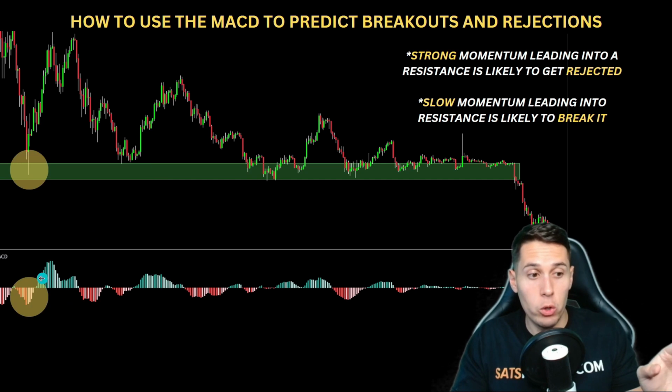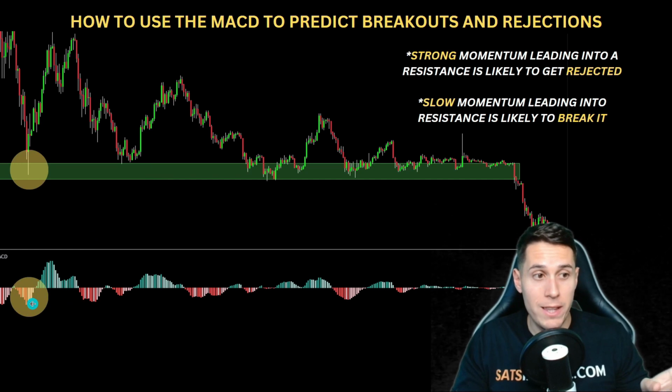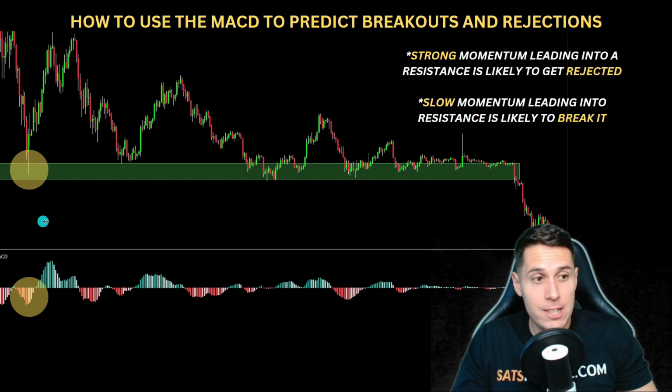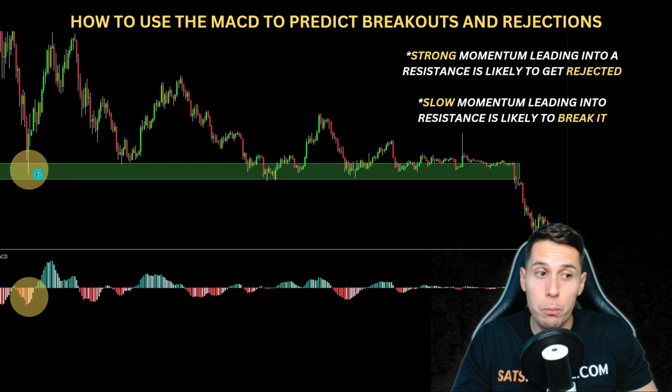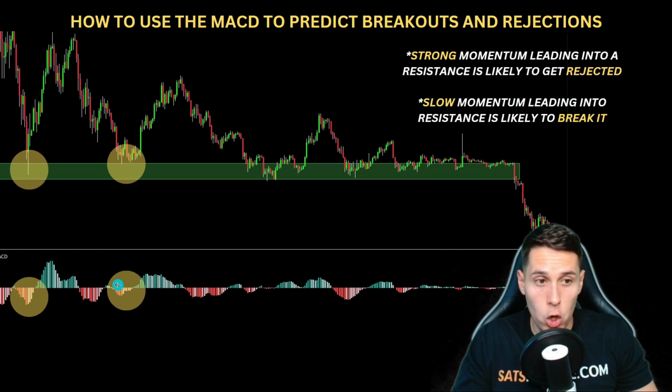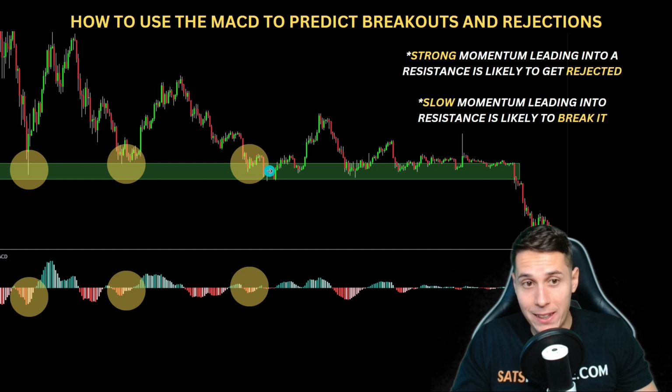You guys know that we identify momentum with the histogram. So if you are shorting here and you see that there is a strong momentum leading into the resistance, you gotta get out, because this resistance is not gonna get broken. The same thing is right here. If you are short and you see strong momentum leading into the resistance, you gotta get out, because this thing will bounce. Similar thing is right here. Strong momentum leading into the resistance is likely to get rejected, and that's what happened.